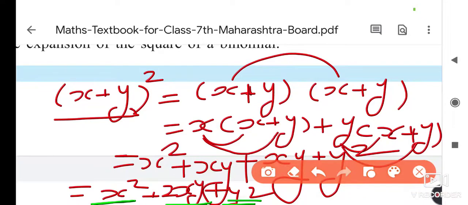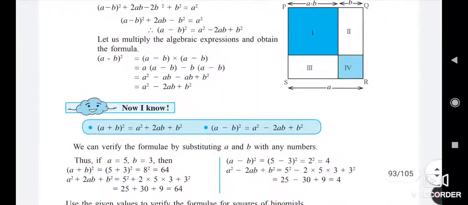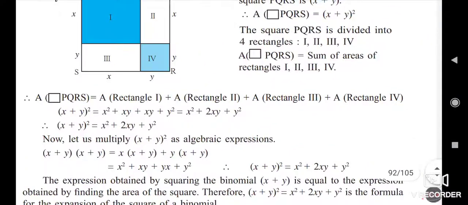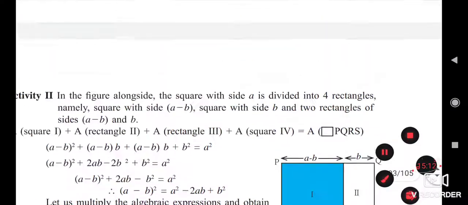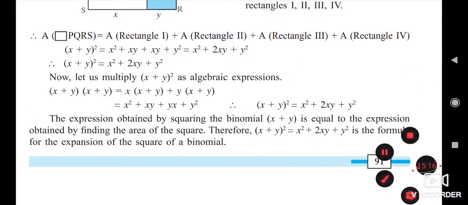So this formula you have to learn by heart properly today. Then we will see how the second formula was derived in our next lecture. Okay, so (x plus y) bracket square is equal to x square plus 2xy plus y square.